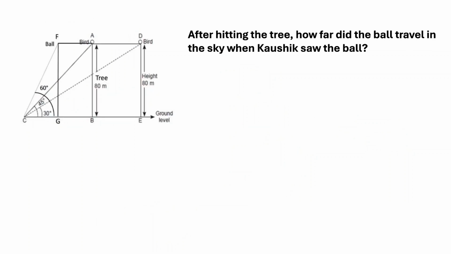Okay, this is an OR question, okay? If you couldn't do the first question, you can do this one. After hitting the tree, how far did the ball travel in the sky when Kaushik saw the ball? So after hitting the tree is here. Kaushik saw the ball at this height, okay? So this is the distance. AF we have to find.